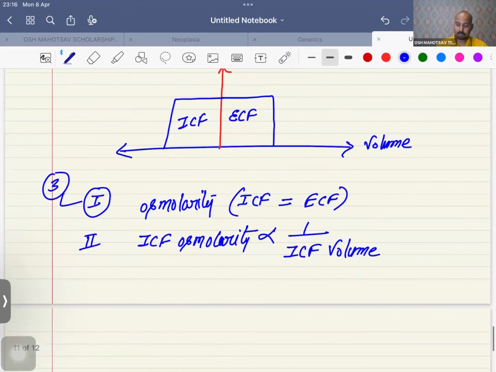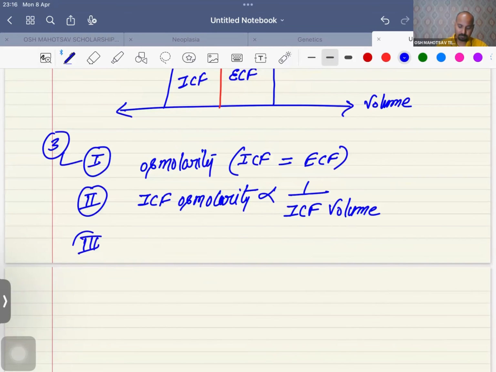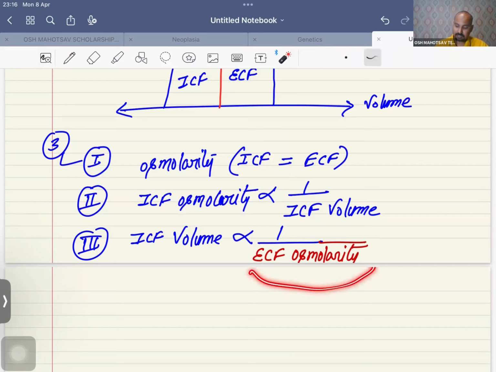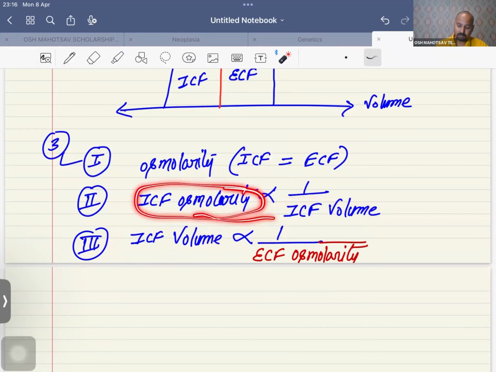Okay. And rule number three, we have ICF volume inversely proportional to ECF osmolarity. So it means if there is any change in ECF volume, it will not change ICF volume. Okay. Whenever ECF osmolarity changes, only in that case ICF volume will change, and after that, when ICF volume changes, then ICF osmolarity will change.